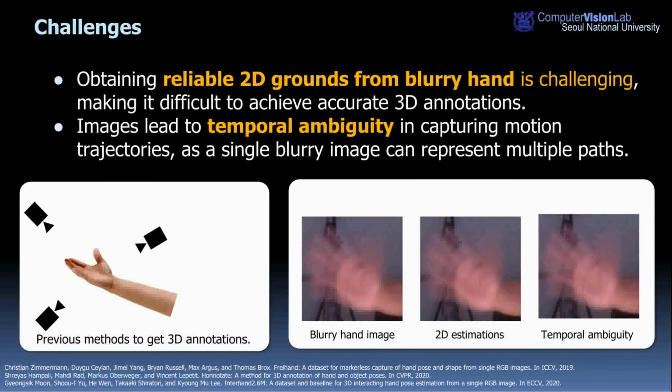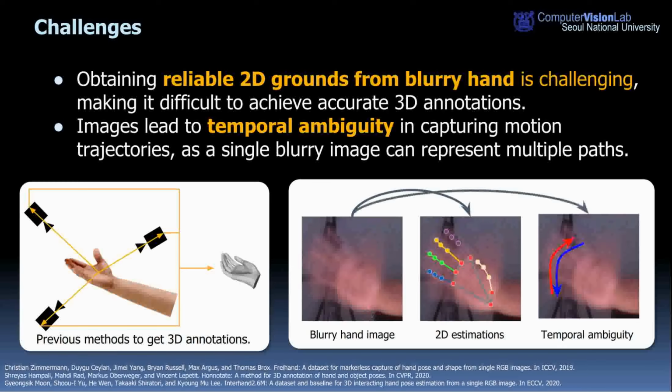The primary challenge in creating a blurry hand dataset lies in the reliability of its 3D annotations. As illustrated in the left figure, most markerless 3D hand annotations are generated through a two-stage process. First, multi-view 2D key points are captured, and then these are triangulated into 3D space. However, for blurry hand images, obtaining accurate 2D key points is difficult, making the subsequent triangulation equally problematic.